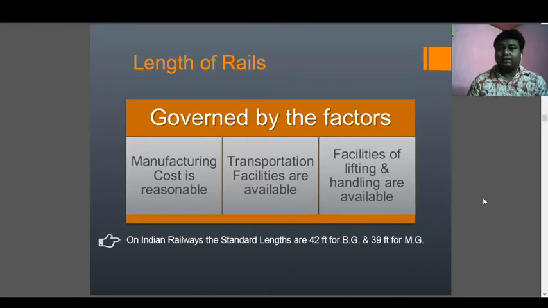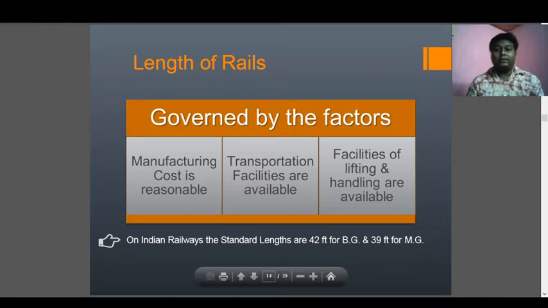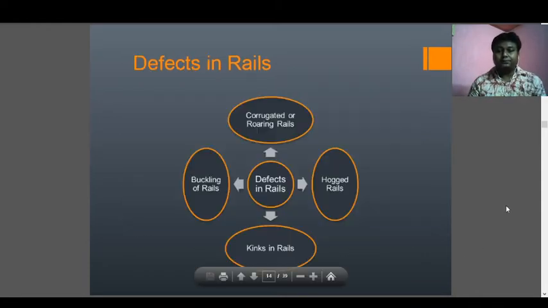So these are some things we need to keep in mind when we are laying rails. The length of the rails is one governing factor. On Indian Railways, the standard lengths are 42 feet for broad gauge and 39 feet for meter gauge. MG means meter gauge.